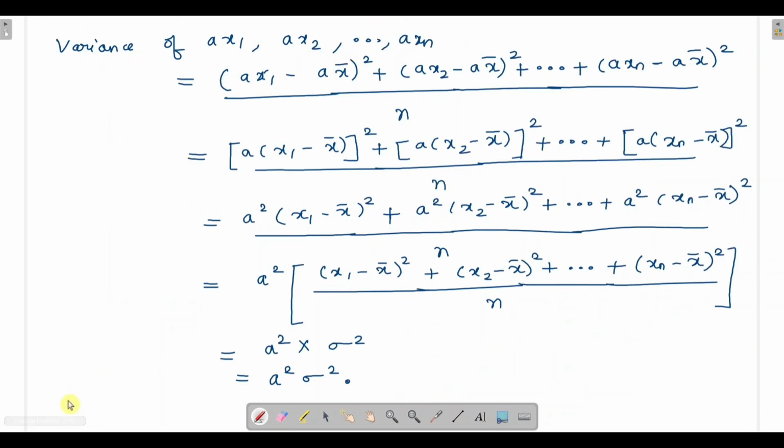So we have to write hence proved. Okay, that is the solution.